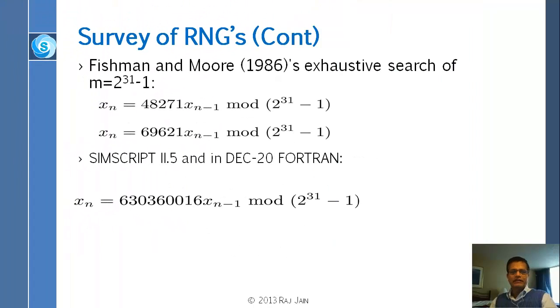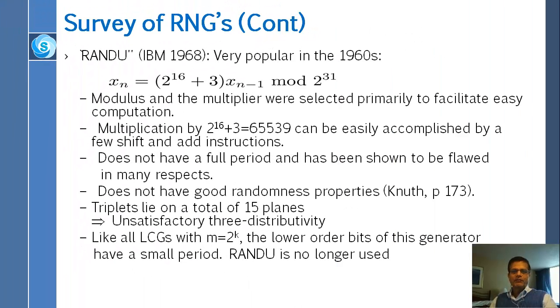Now there is another one, which was found by Fishman and Moore, and this is another one with 2^31 - 1, and multiplicative. SimScript is actually a simulation language, and they use the last one. So these are some of the good ones, but some of the bad ones are coming in.